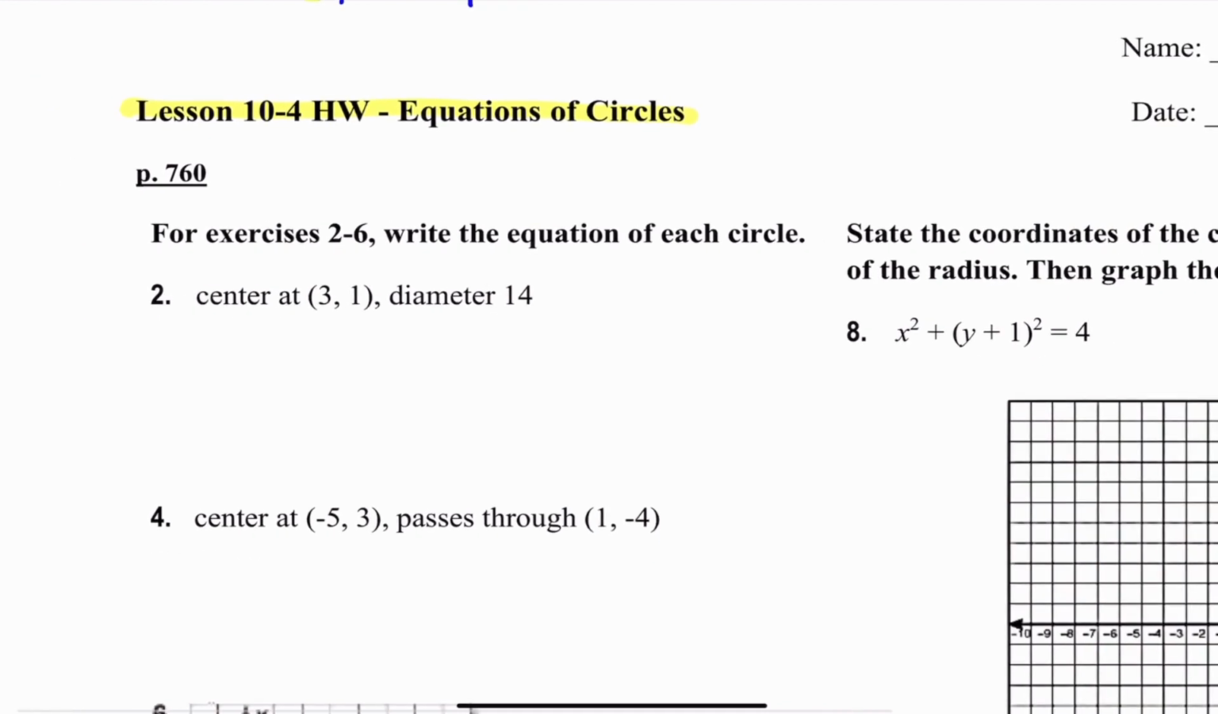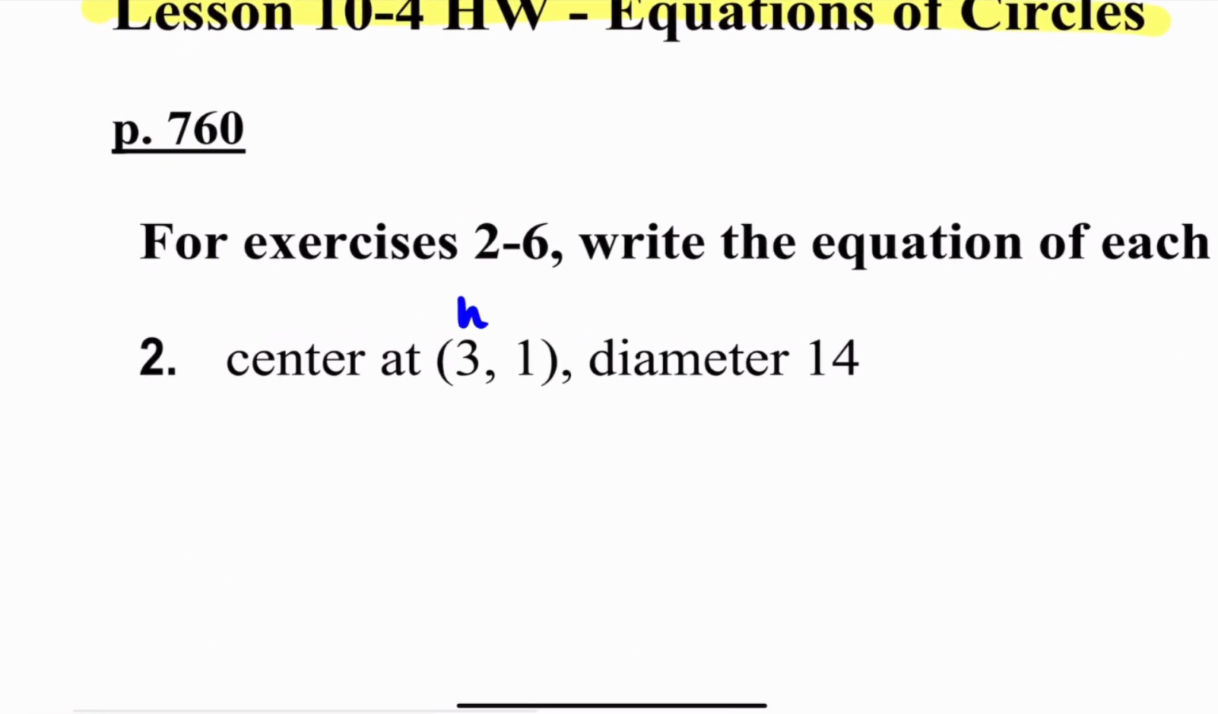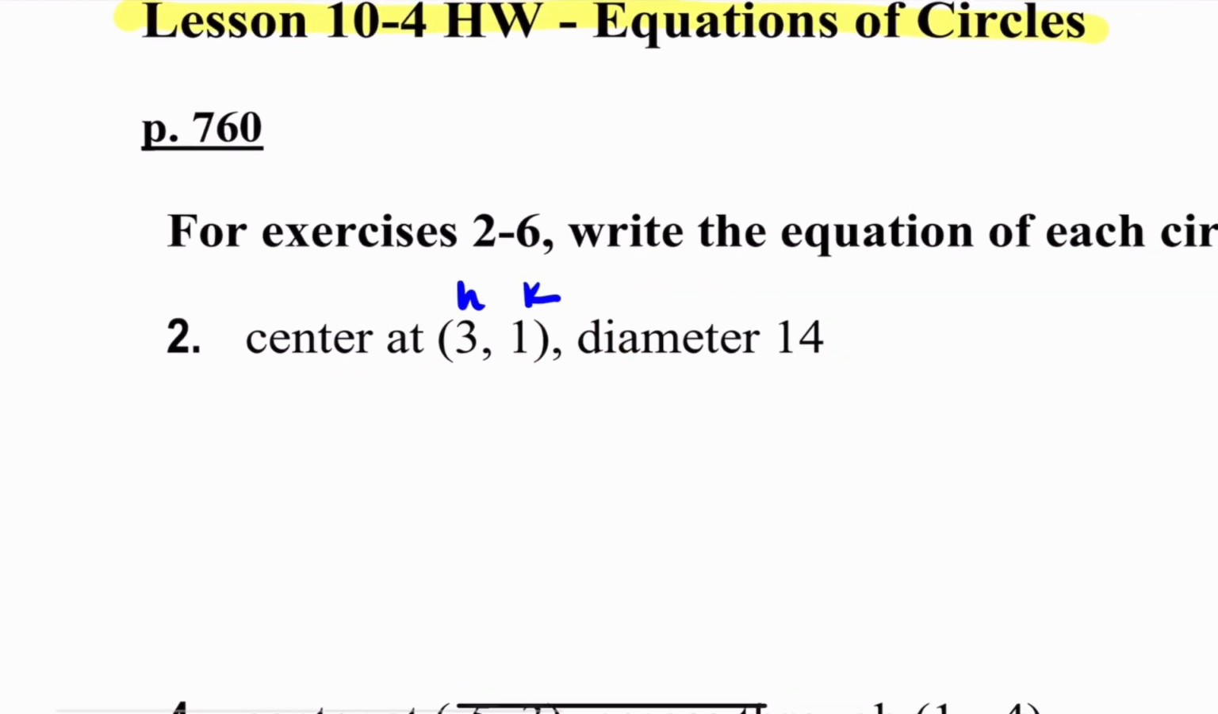So if I'm looking at number 2, you've got the center at (3, 1) and the diameter being 14. So I'm going to write h, k because you're given your center, and you have the diameter, which, if you want to find the radius, you take the diameter and divide by 2. So really this is r equals 7, or the radius is 7.